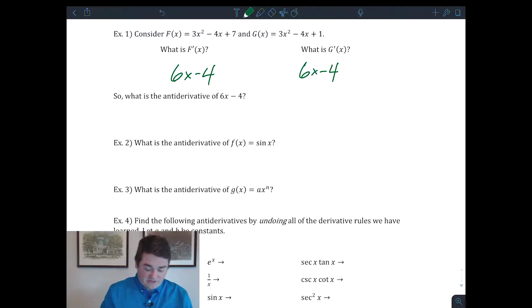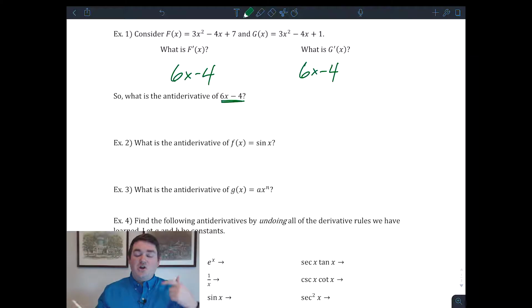So what's the point here? If I want to take the antiderivative of 6x minus 4, I need to keep in mind that there might have been a constant whose derivative was 0. And can we figure out what that constant is? Without any more information, no, we can't.